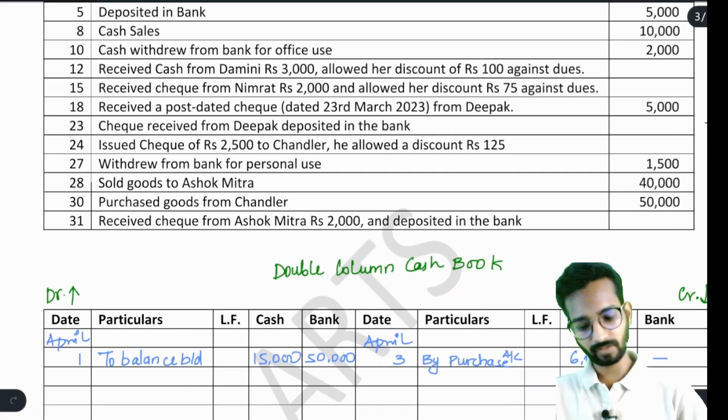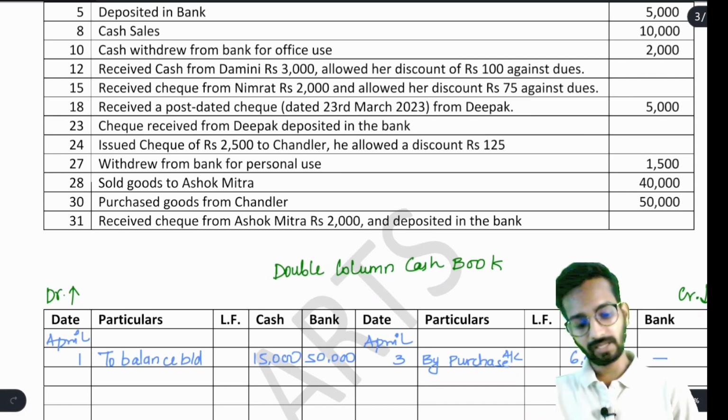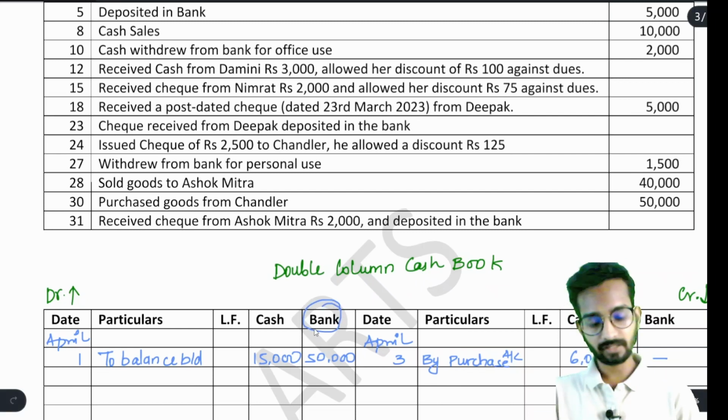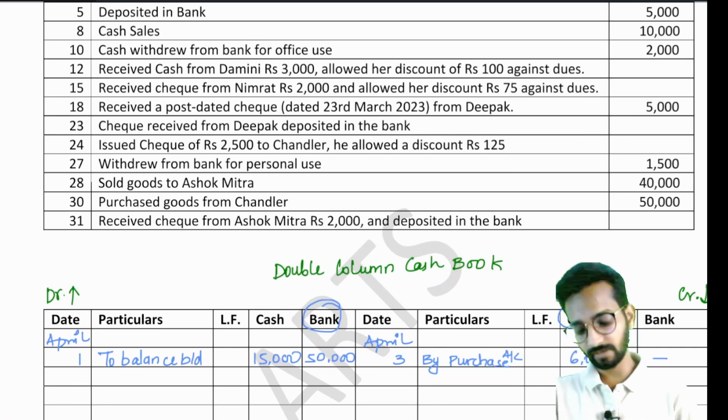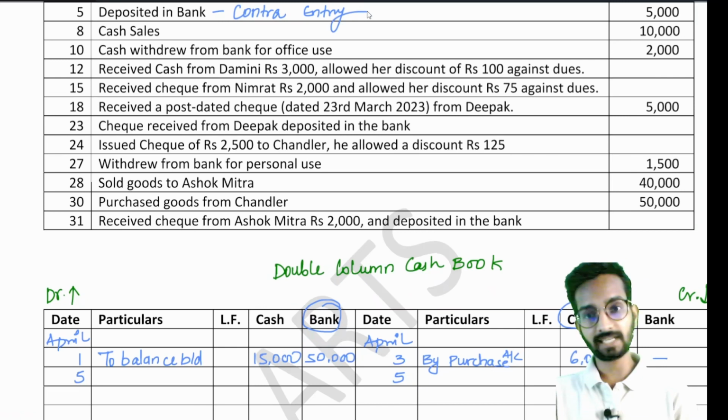Now next question we have, on April 5 deposited in bank how much? 5,000. If I have deposited in bank, now see, it means my bank account will increase and my cash balance will reduce. Increase means debit. My cash balance reduce, it means it will come here. See very carefully. On April 5, the entry will appear on both the sides. This entry is called as contra entry. Why? Because it is affecting cash and bank transaction at the same time with the same amount.